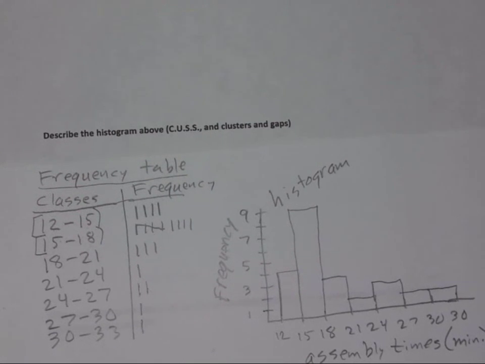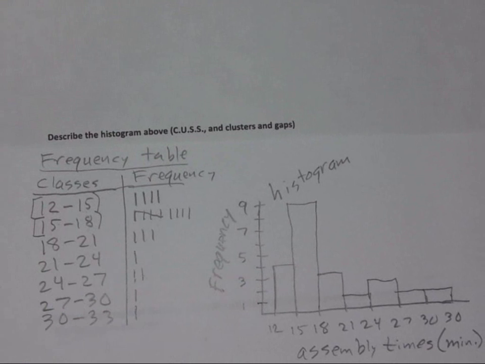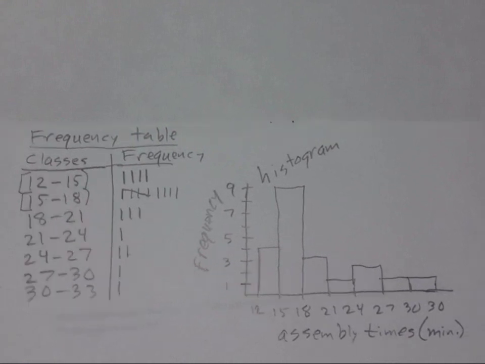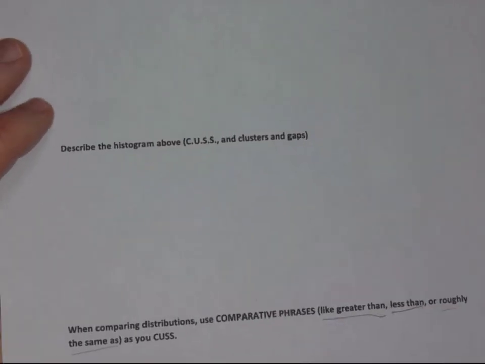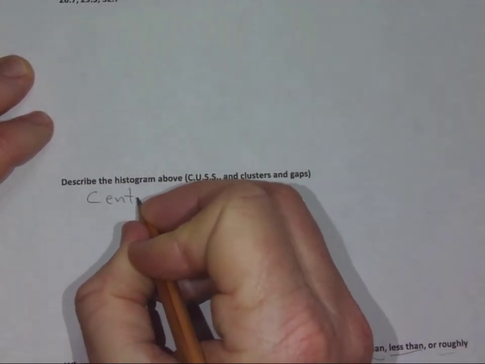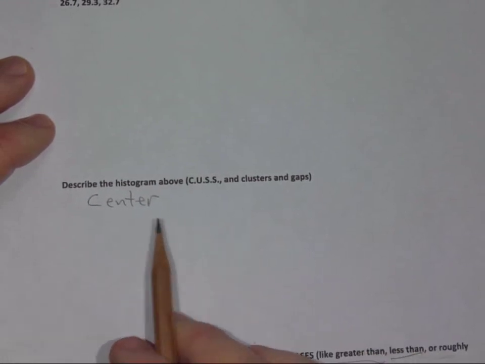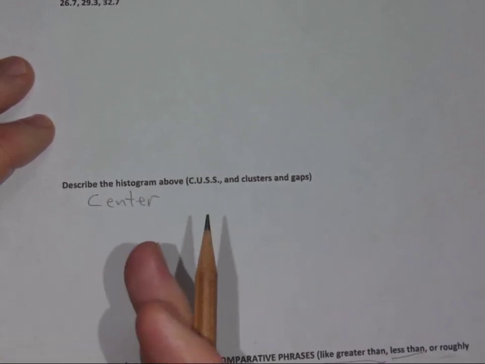And so this is what we mean by CUSS. Whenever you're asked to describe a distribution, which is just a list of numbers, you have to CUSS. And so to CUSS, the C stands for you must describe its center. Where is it centered at? Now, in the next section, we're going to have numbers to describe the center, the mean and median.